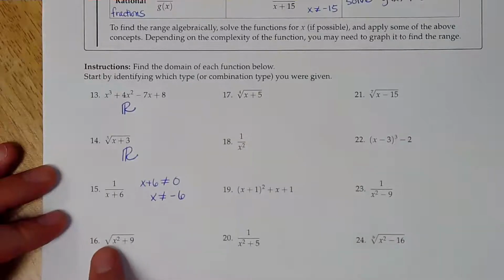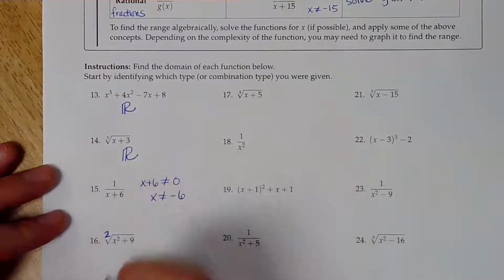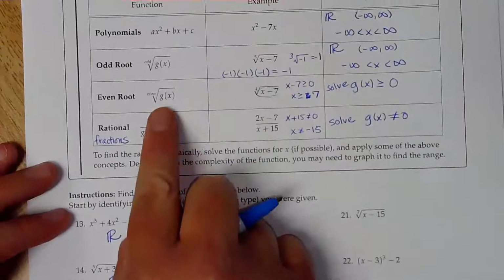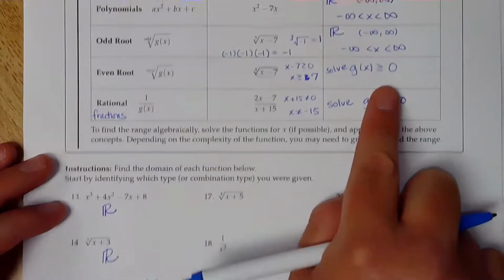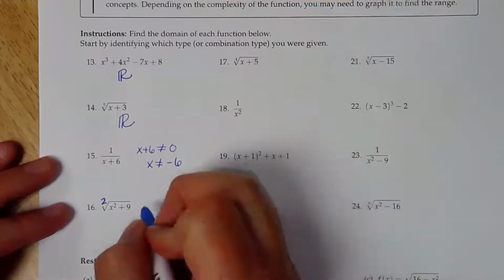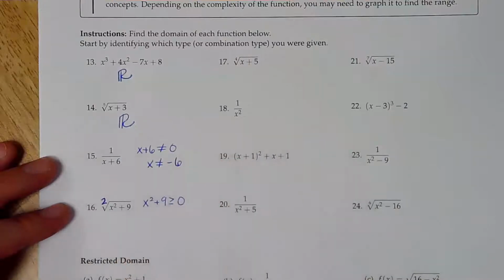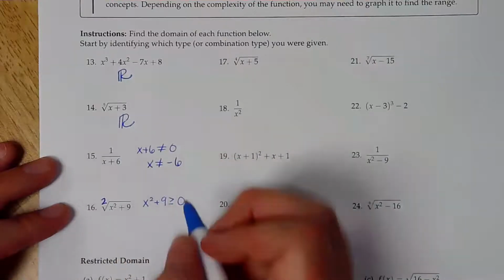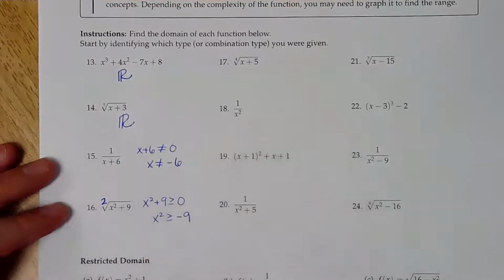So if there's no number here, that's always assumed to be 2, it would be a square root if there's no numbers. That makes this an even root. And the deal with even roots is whatever's inside the root has to be greater than or equal to 0. So I get x squared plus 9 greater than or equal to 0. I'll subtract 9 from both sides. So I get x squared is greater than or equal to -9.